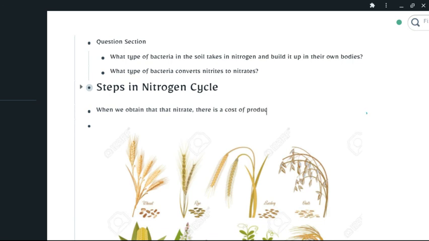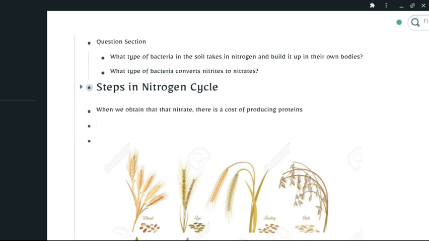of producing it. There's a cost of you going to school. There's a cost of you learning, right? You don't get to enjoy, I'm just kidding. But there's a cost for everything. And in the case of plants producing nitrates, there is a cost of producing these proteins. All right, so let's write this quick sentence, and then that will be it for today's class.